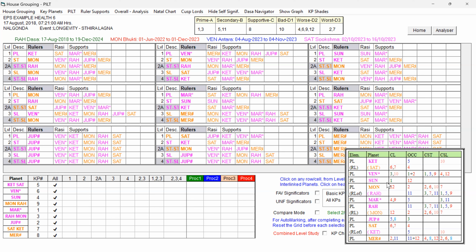So look at the self-significations of all 9 planets. There is no green color, but you can see Jupiter, 5th lord and 8th lord, occupying the 3rd house. Actually, this is like a green one. It is favorable, but because of the 8th lord it is given under the unfavorable. It is not actually unfavorable.